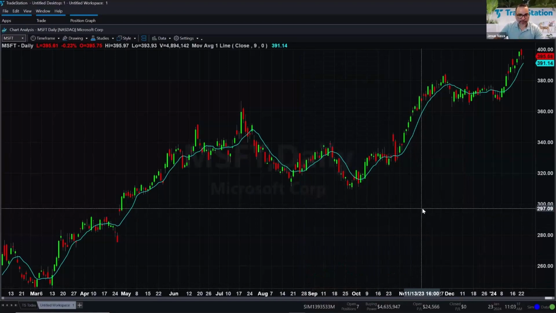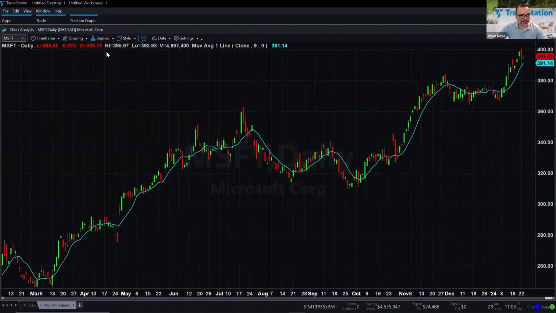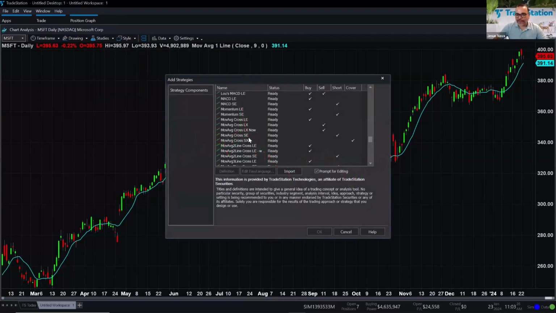Okay, so the line is there, and we're going to couple this with a strategy that is also built in to TradeStation, which is the moving average cross. So studies, add strategy, and we have multiple moving average cross strategies. I am going to use the LE, which is the long entry side of the strategy. I'm going to hold down my control key, and click on the SE of that strategy, which is the short entry. If you have two entries that are opposites, in this case a long entry and a short entry, the strategy reverses one position to establish the other.